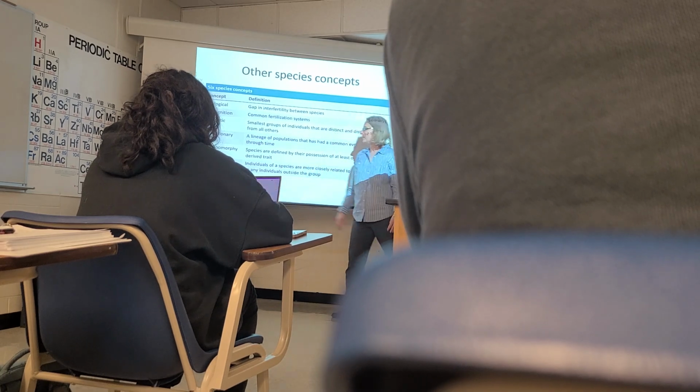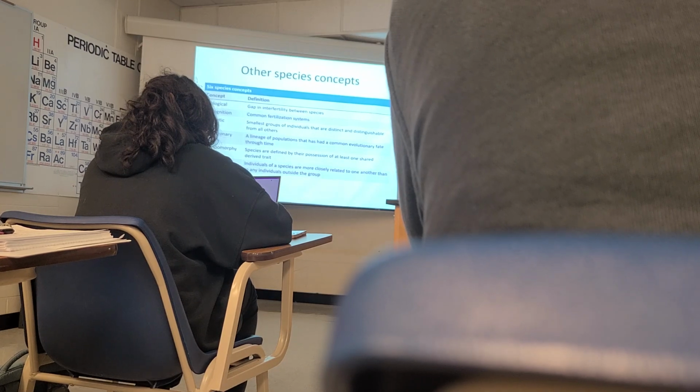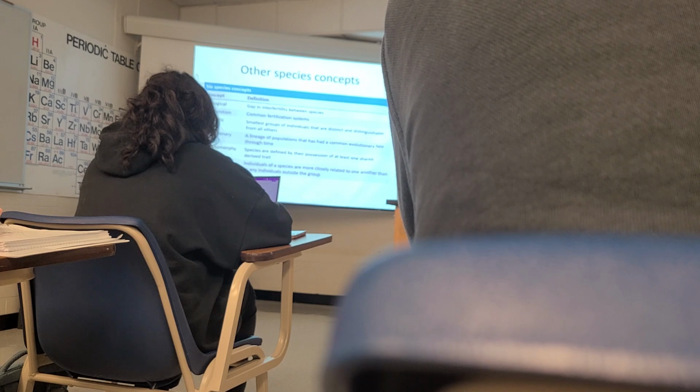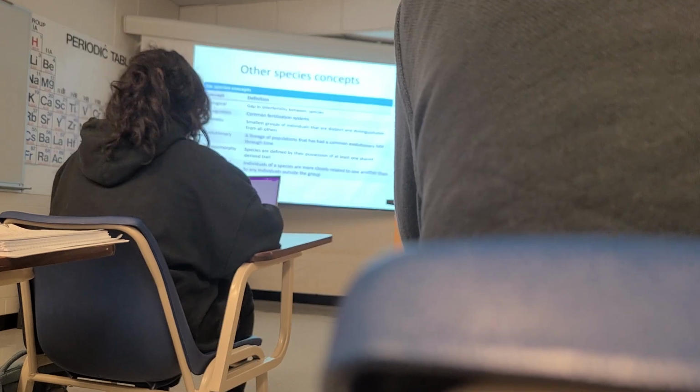And then we have genealogical. Individuals of a species are more closely related to one another than any individuals outside the group. Lots of different options, right? But the point of this is that it's complicated. Defining a species is complicated. And there are some professors in our department that don't like defining species at all, hate species definitions. Dr. Pitts is one of them. And he just says they're useless because there's no real way to do it for all species that exist.